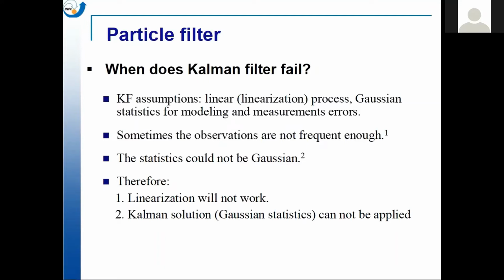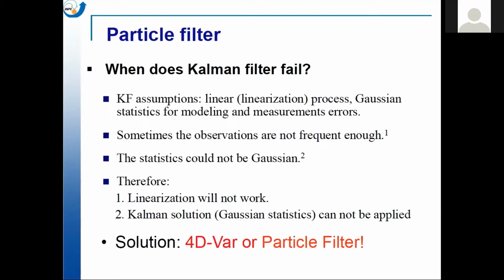Another thing is if our observation is not frequent enough, there is some kind of deviation between the simulation produced by our model and the dynamics itself by nature, atmosphere dynamics, ocean dynamics, whatever, okay? And so basically the statistics could be not Gaussian. Therefore, linearization could not work, and Kalman or Gaussian statistics cannot be applied. And so how can I do that? Well, you can apply the VAR or particle filter.